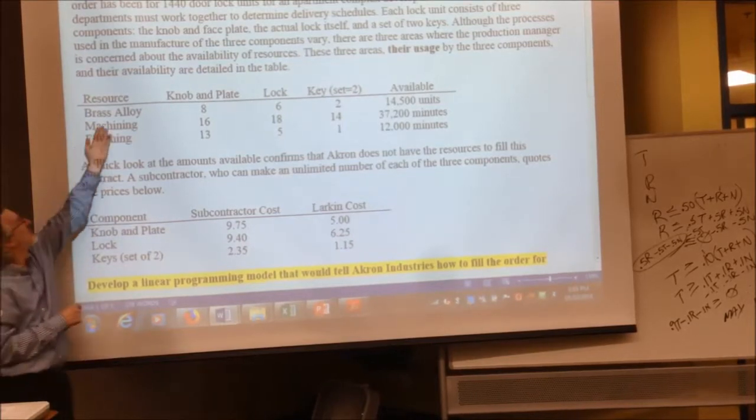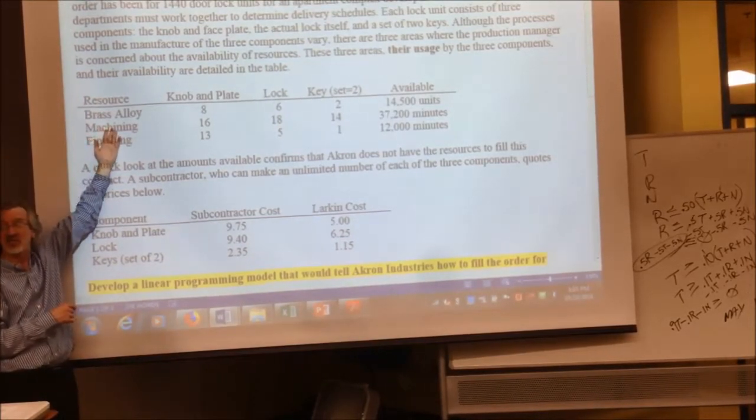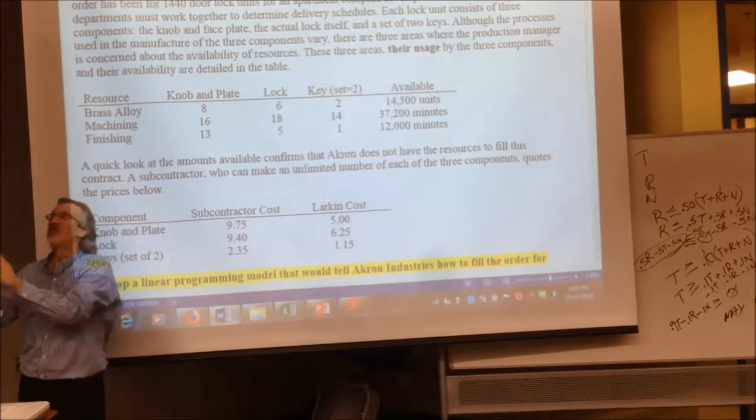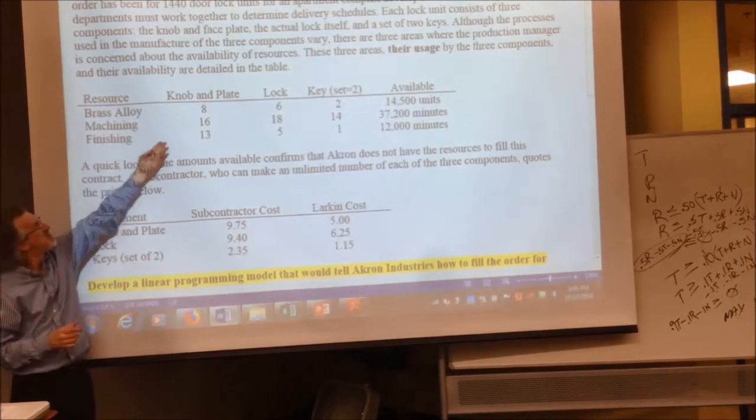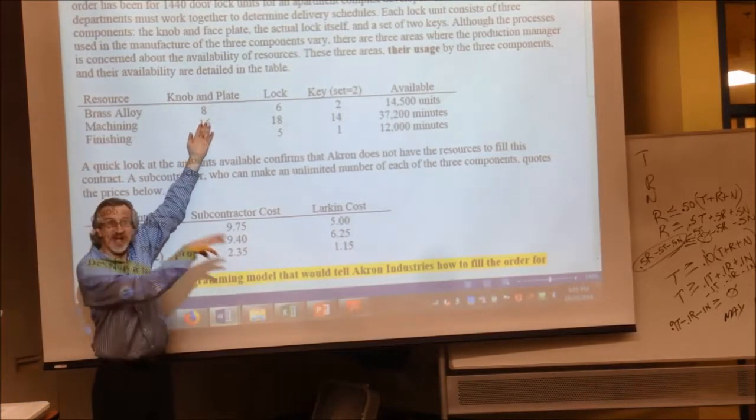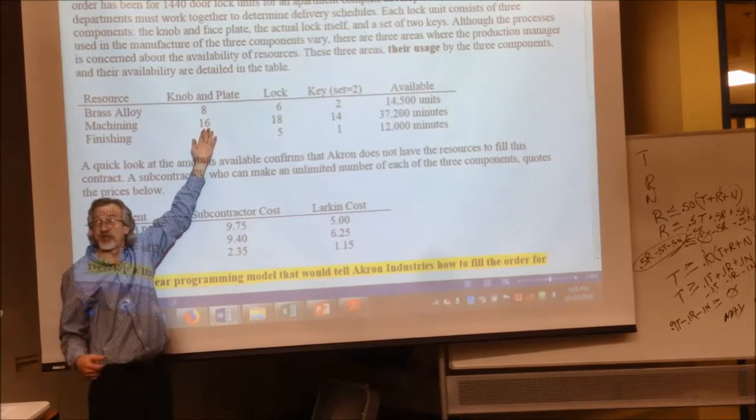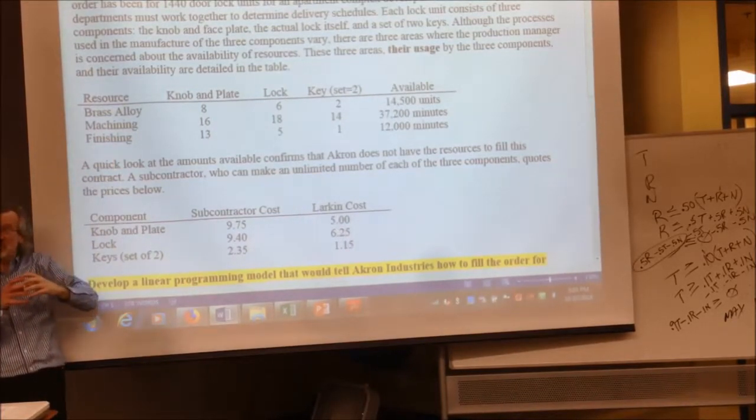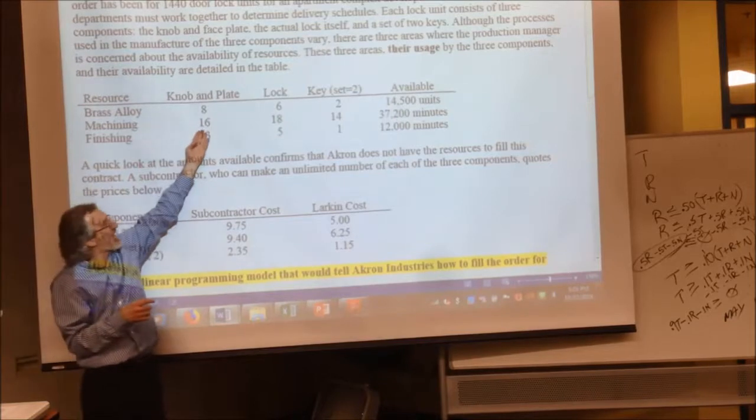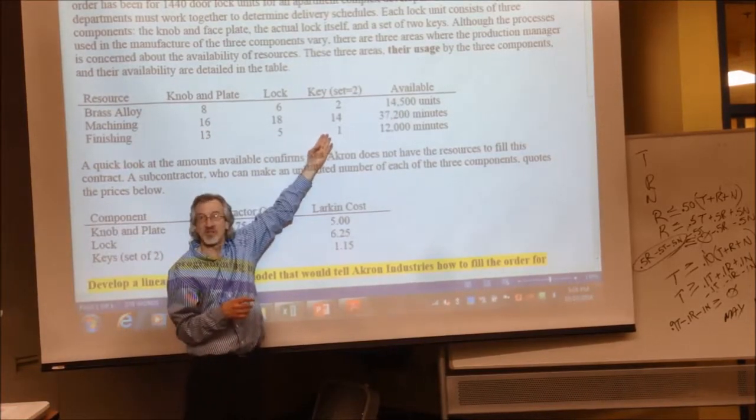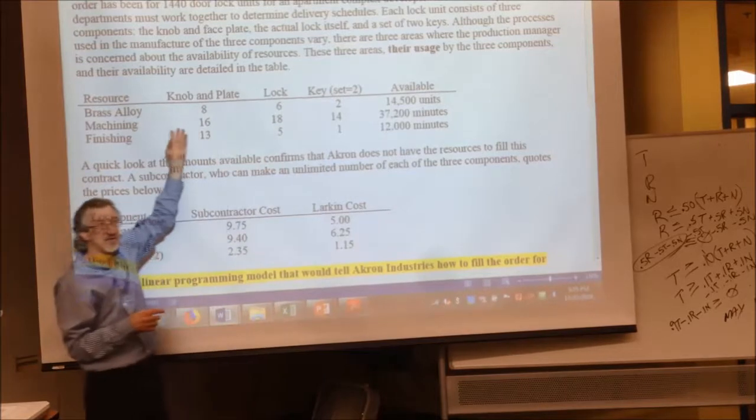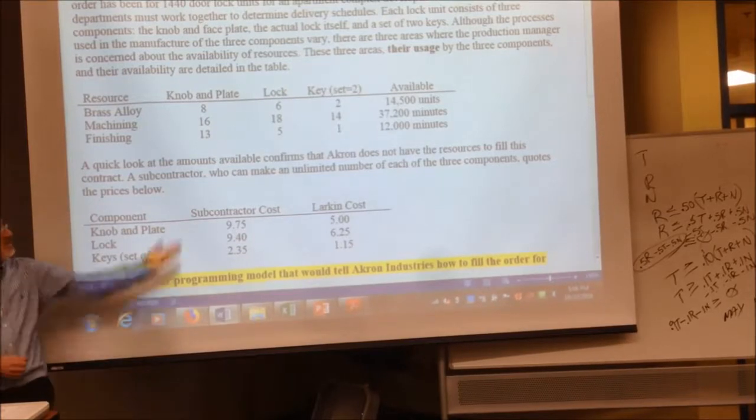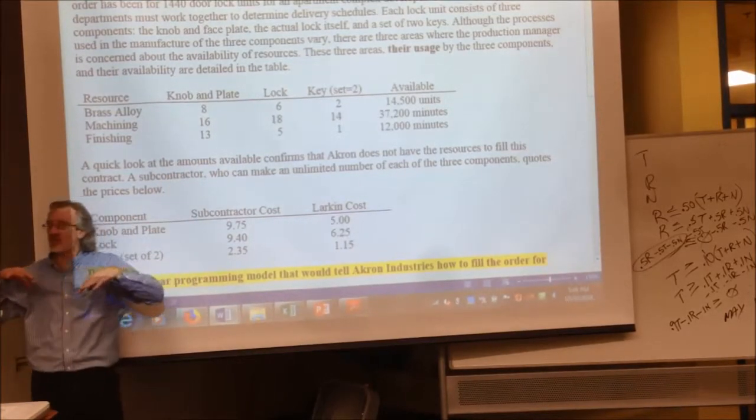Every one of those 3 items will use up some of the brass, the raw material that you have, and you just found out there are only 14,500 units, pounds, whatever, units of brass. And here's how much each one of the 3 components would use. There's only so much time in the machining, and each of these needs to be machined one way or another. And here's how much time in units it will take for each one of these: the keys, the lock, the plate and knob. The finishing department only has 12,000 minutes available. Here's how many minutes each one of these 3 would take in that department.